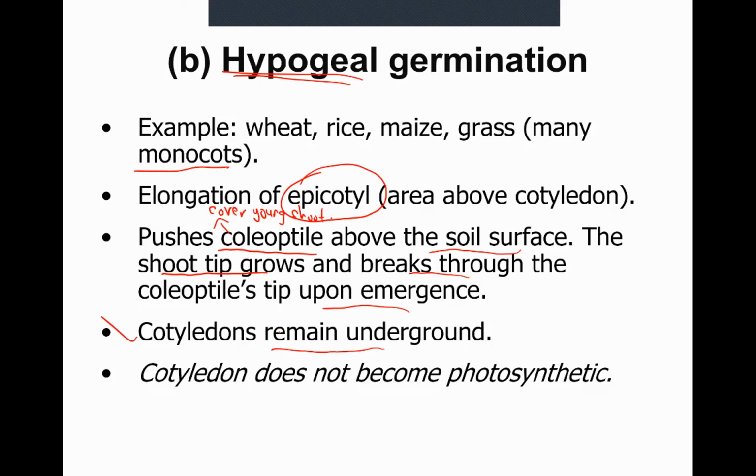Sebab yang memanjang adalah epicotyl. Epicotyl tu bahagian atas daripada cotyledon. So dia tinggallah cotyledon tu dalam tanah. Okay. So the cotyledon remains underground. Cotyledon does not become photosynthetic, and the seed coat also remains inside the soil. Okay, that is hypogeal germination.